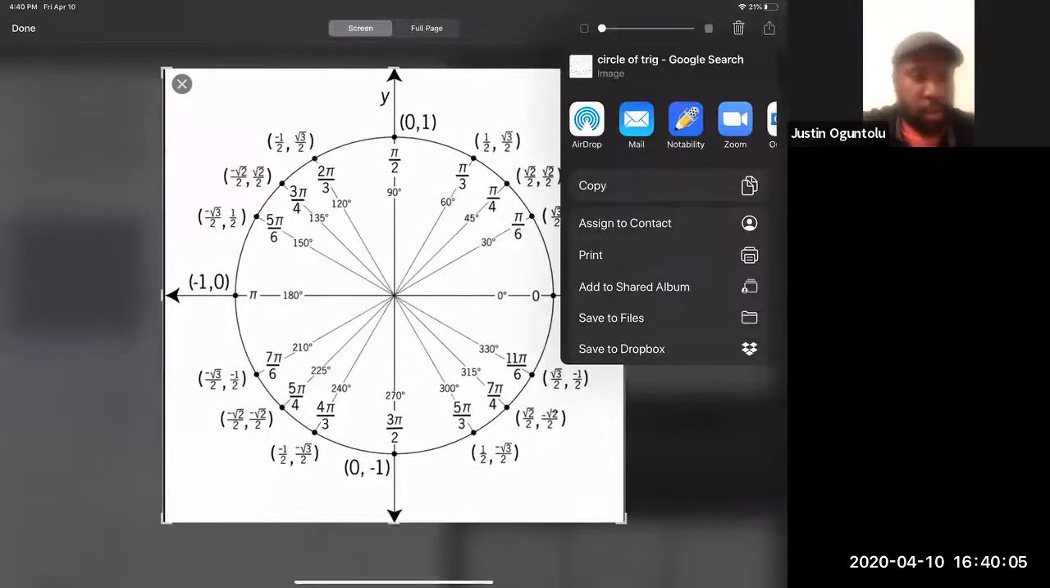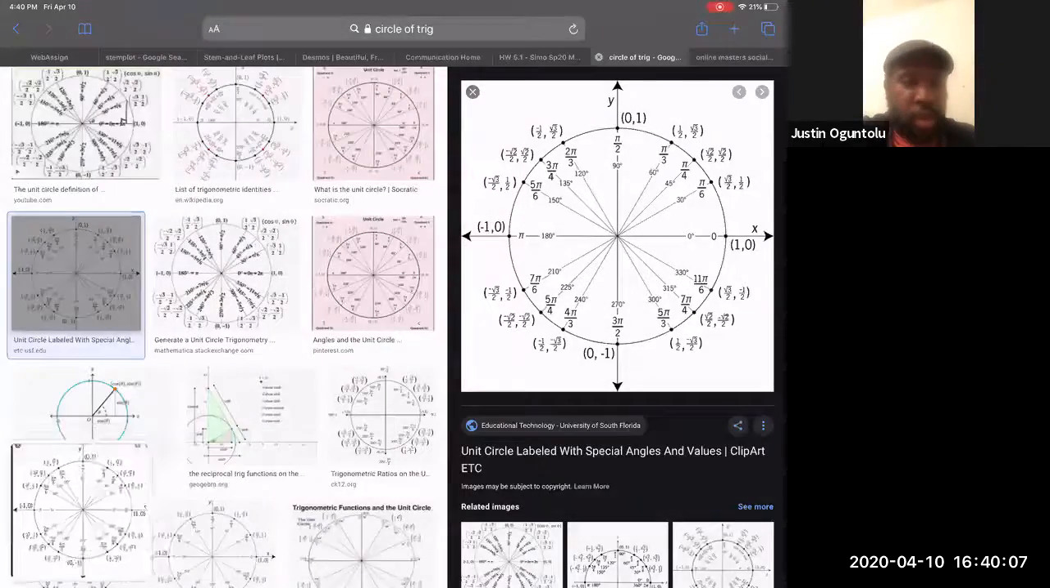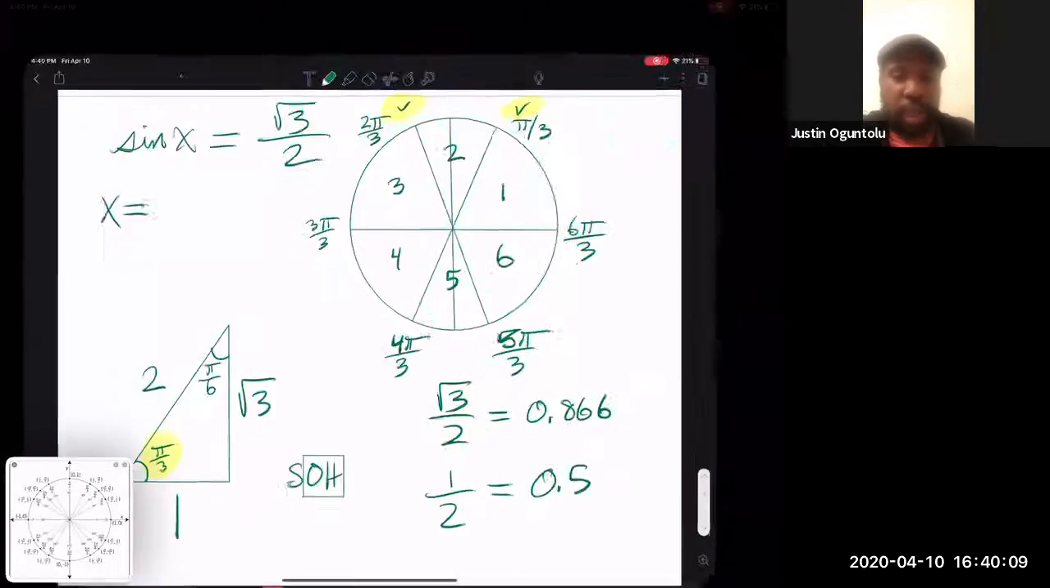Did you get 1.047? Hold on. 1 point. Well, no, you want the exact answer, not the decimal approximation. Oh, you mean in radians? Correct. Okay. No, not in radians. I mean the exact answer in terms of pi. Because if you give a decimal answer, that's also in radians.